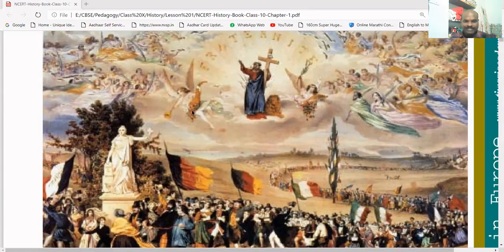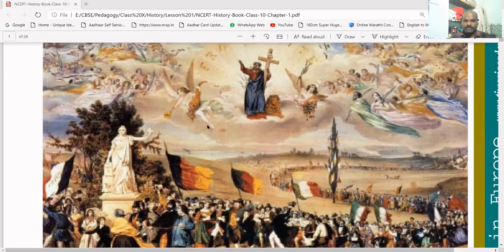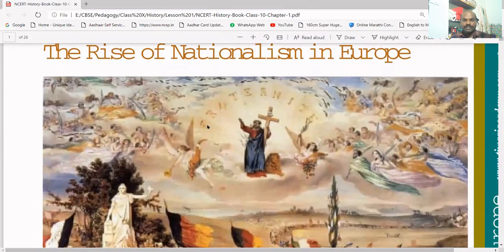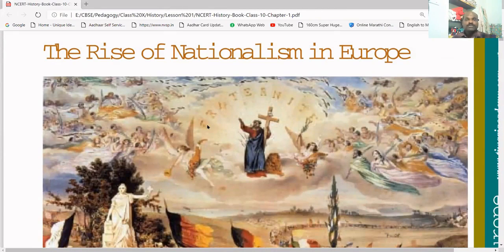This is Social Science 10th Standard NCERT syllabus, History, Chapter 1. It is about nationalism in Europe. This lesson is very important because it deals with the rise of nationalism in Europe. Many of you may wonder what nationalism is and how we understand the various aspects of nationalism. All these things we are going to discuss in this lesson.